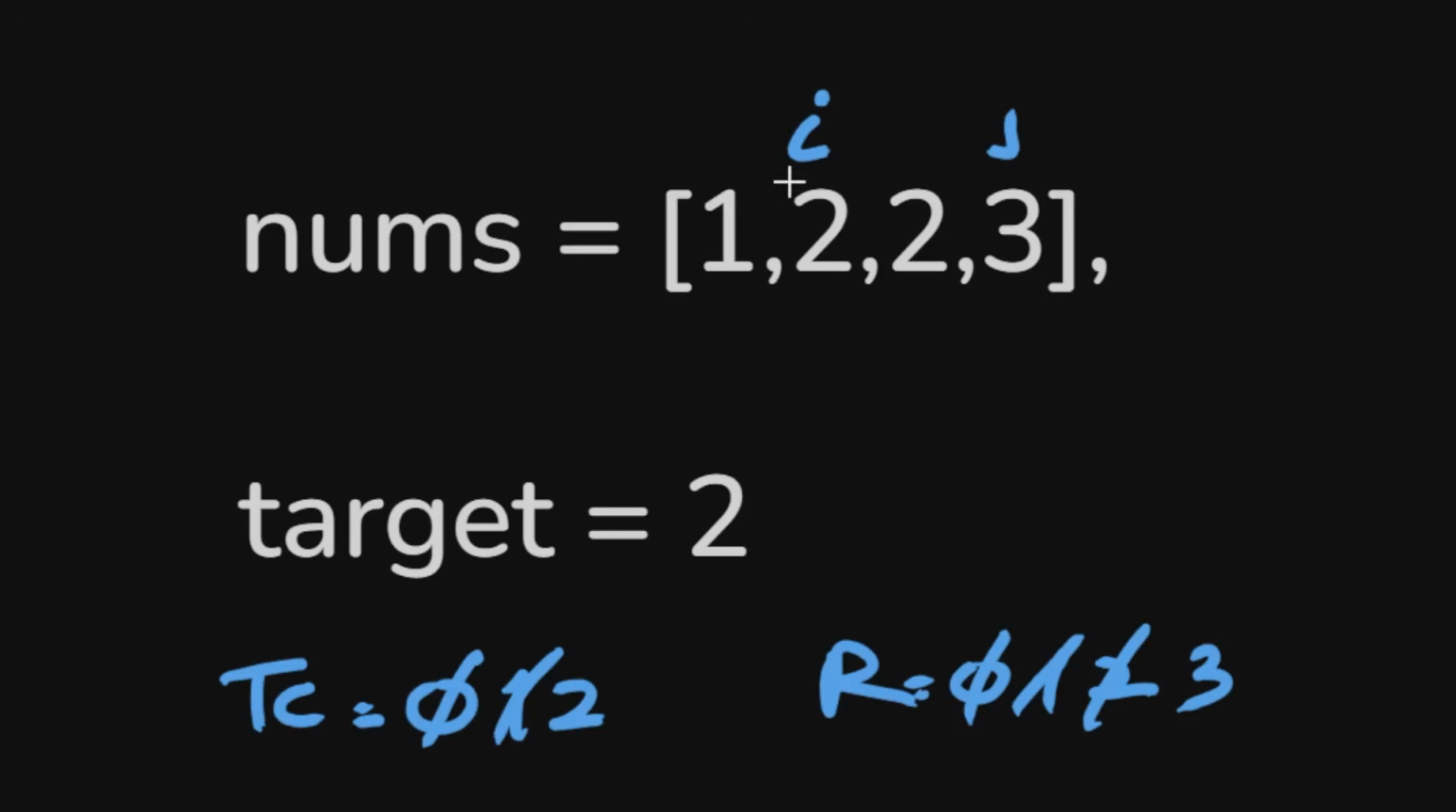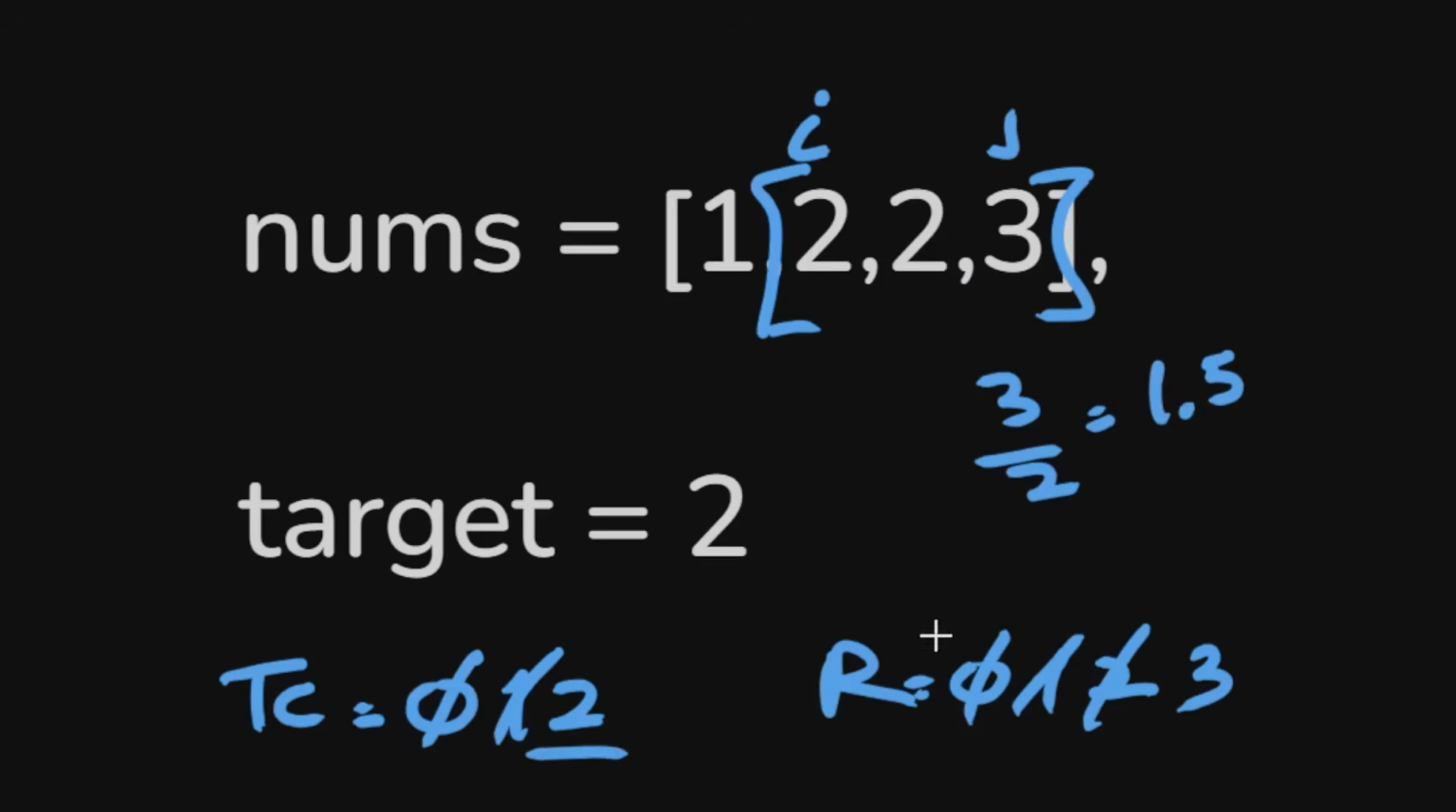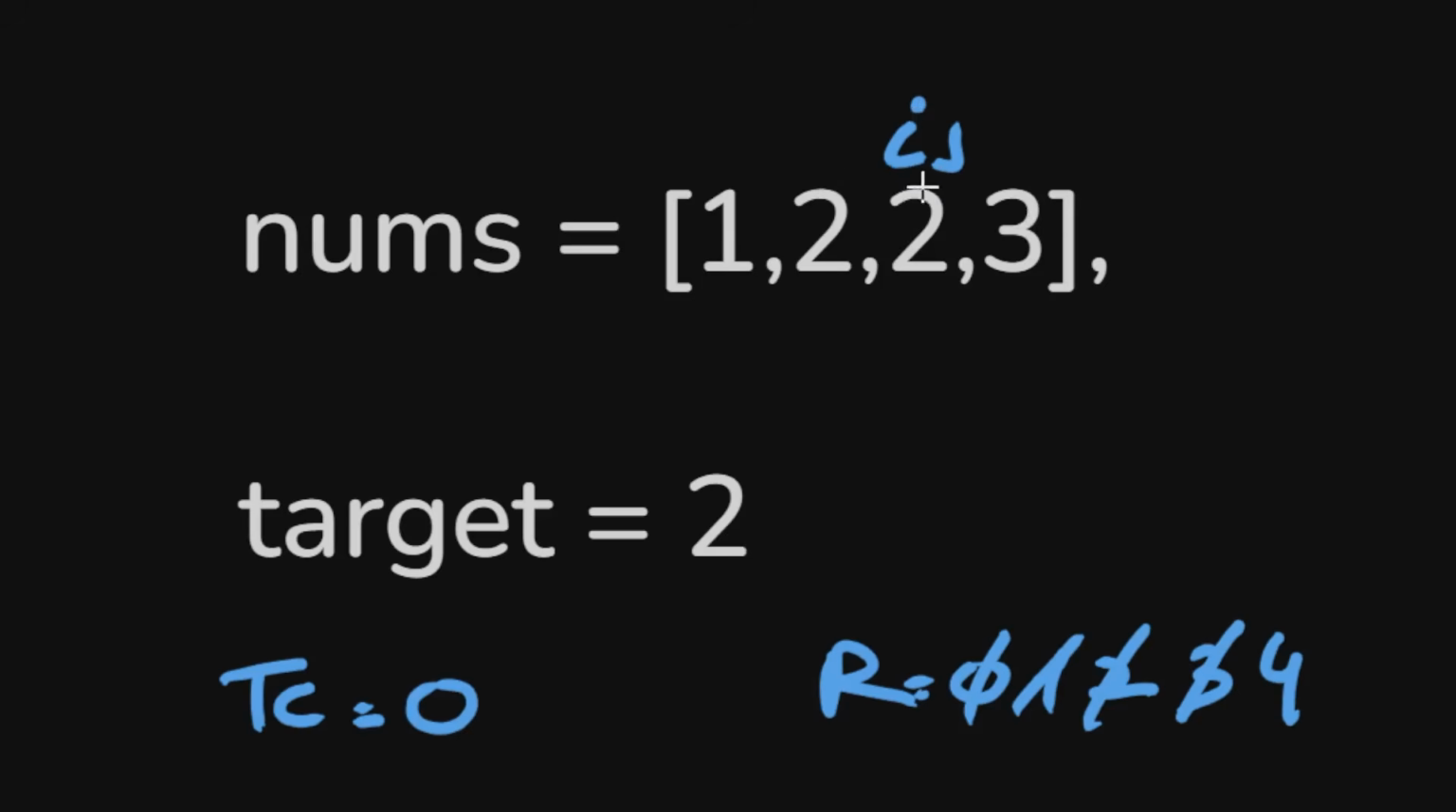Now j is here, so we are looking at this subarray. This number is different from the target, so the count stays at 2. Here we have 3 elements divided by 2, the result is 1.5. And given that the count is strictly larger than 1.5, we can add this subarray to the result, so this is now 4.